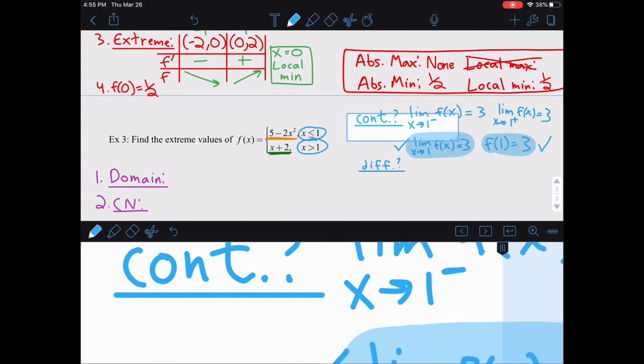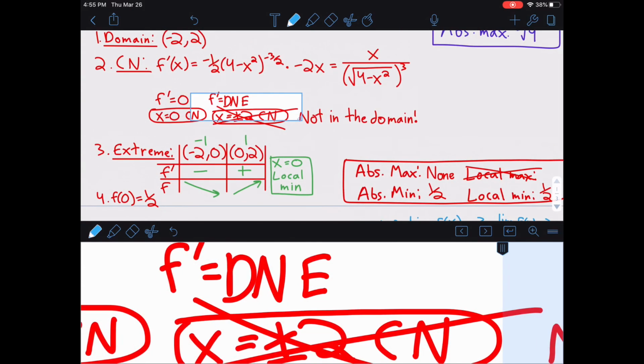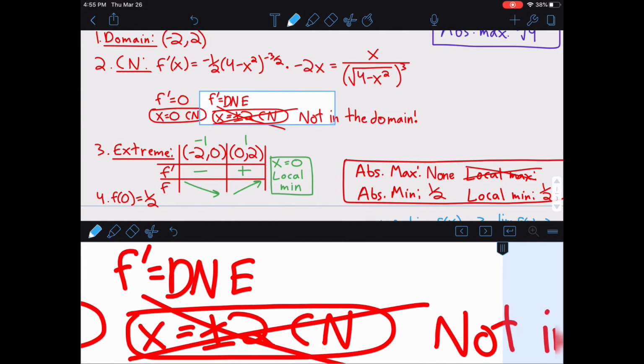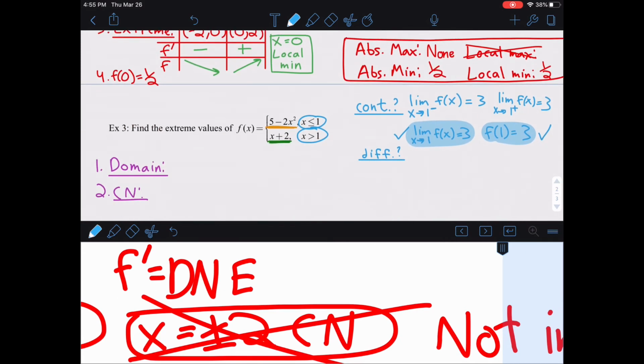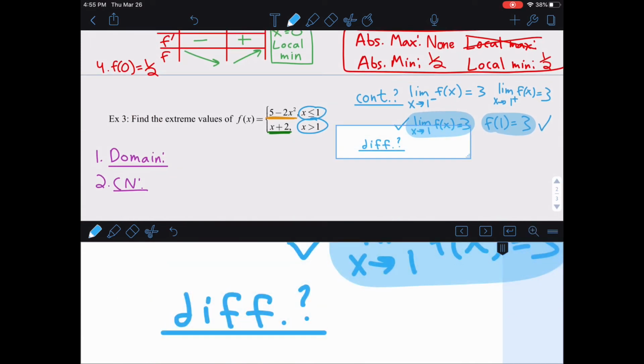Well, if it's not continuous, what do we know about the derivative where the function is not continuous? That would mean that the derivative doesn't exist. If the derivative doesn't exist, that means we get a critical number. So continuity is not a concern here, but now let's check differentiability.